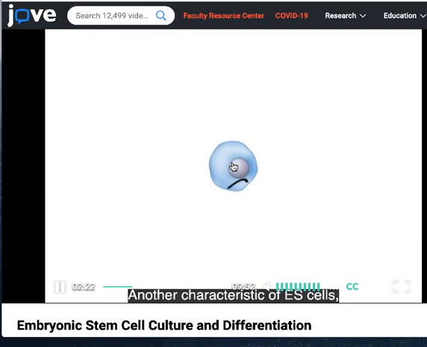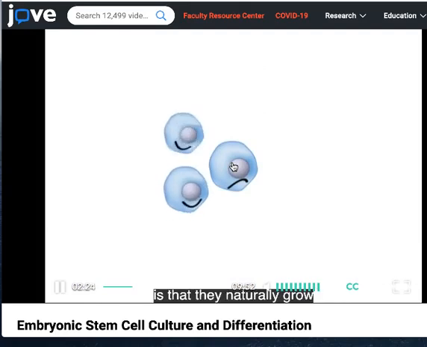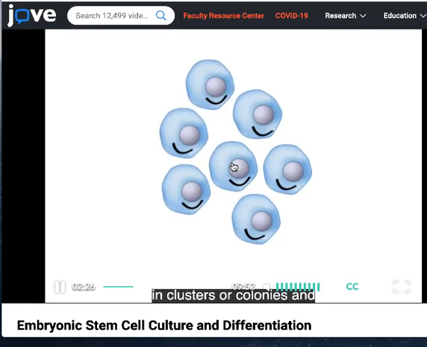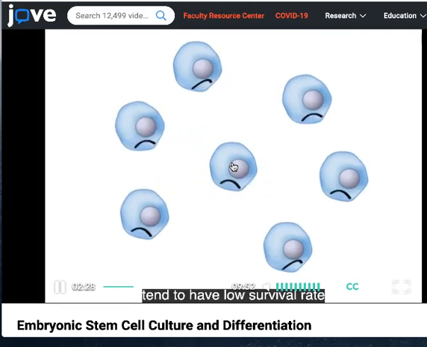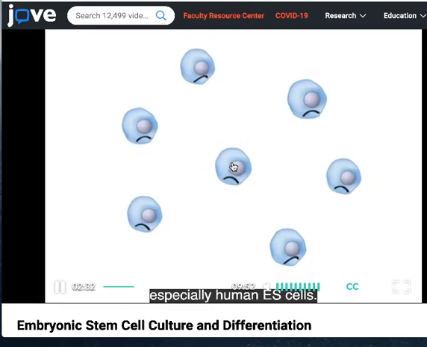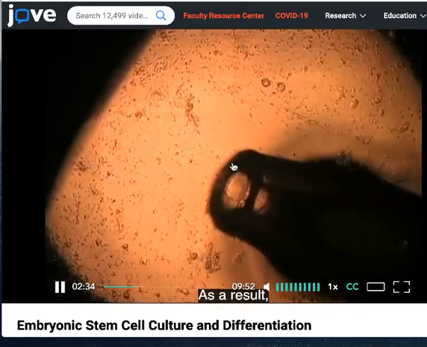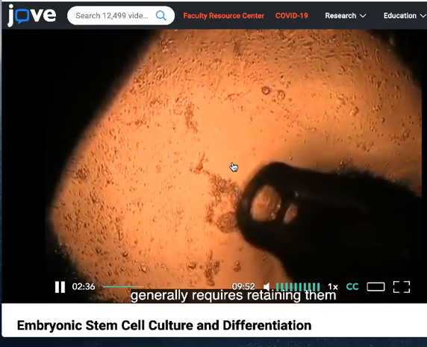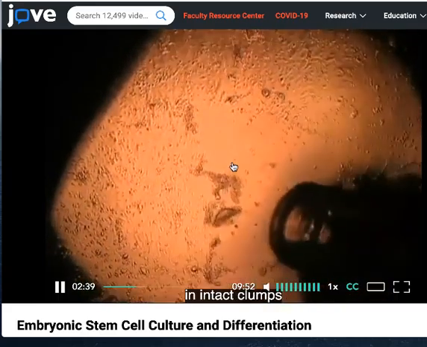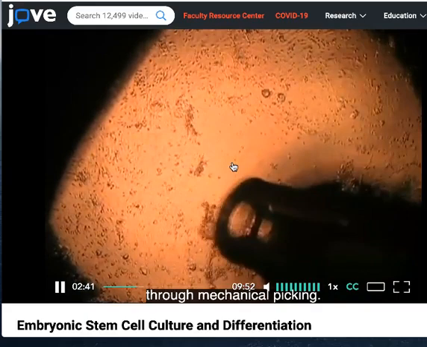Another characteristic of ES cells is that they naturally grow in clusters or colonies and tend to have a low survival rate when dissociated into single cells, especially human ES cells. As a result, passaging human ES cells generally requires retaining them in intact clumps through mechanical picking.